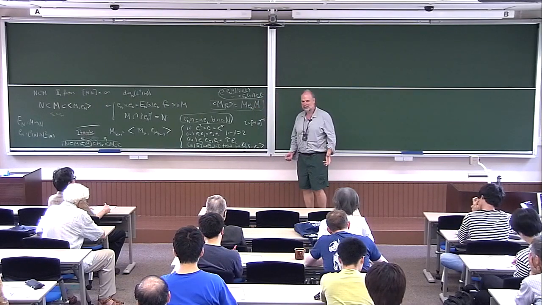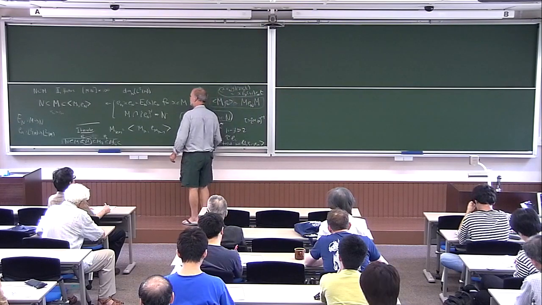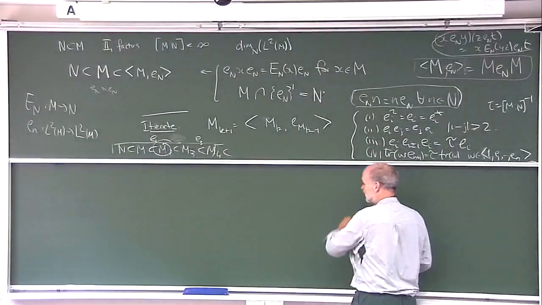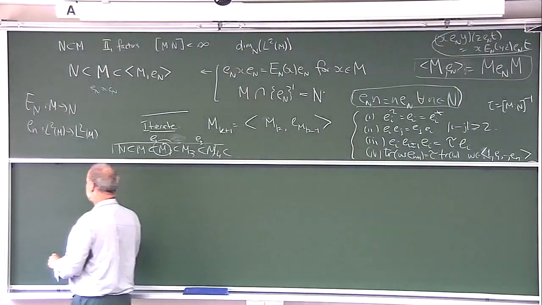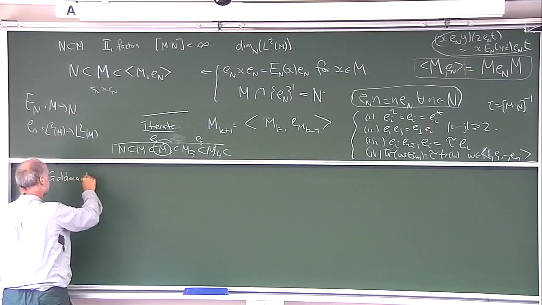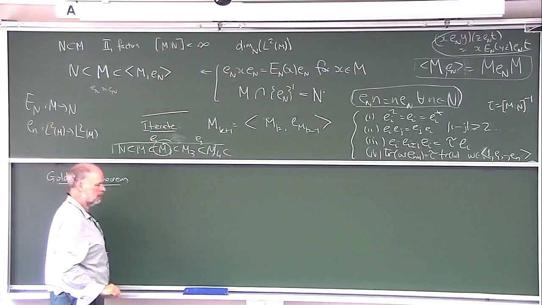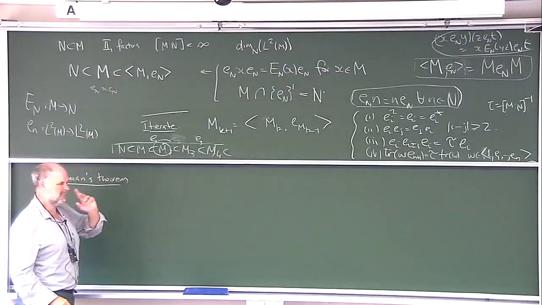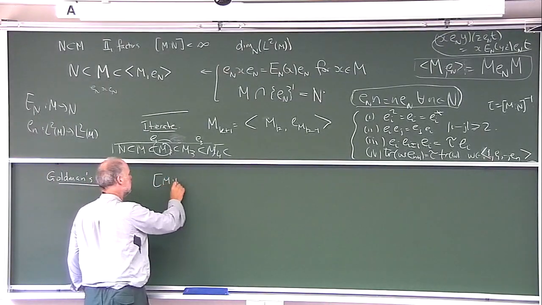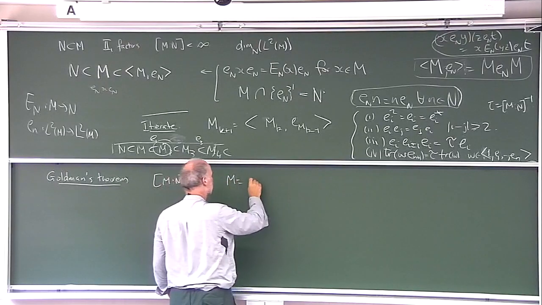So the first one I want to do is prove for you a theorem called Goldman, which existed, I guess, in the early 1960s. I'm going to give a proof of this coming from this philosophy, and it says that if the index of M and N is 2, then M is the fixed points.